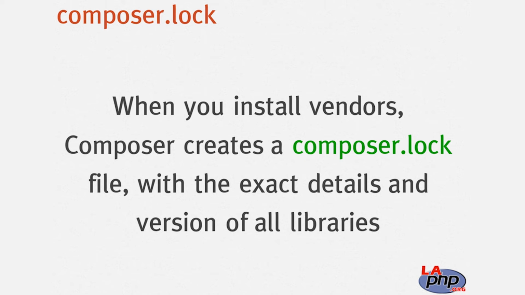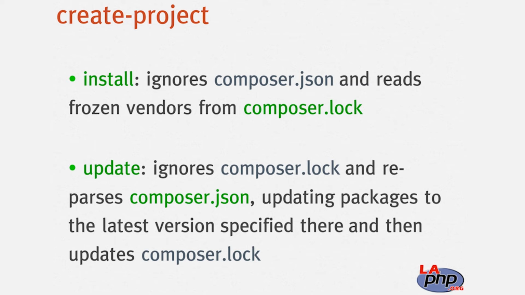Okay, like dead snapshot. So when we run install, after that initial time, once there is a composer.lock file, when we run install, it actually ignores the JSON file and instead reads from the lock file. And I'll explain why in a second. Whereas the update command, this is the one that says, no, forget about the lock file. Actually read the JSON file, reparse it, update everything in there to the latest versions that are specified, and then rewrite the lock file. Okay?